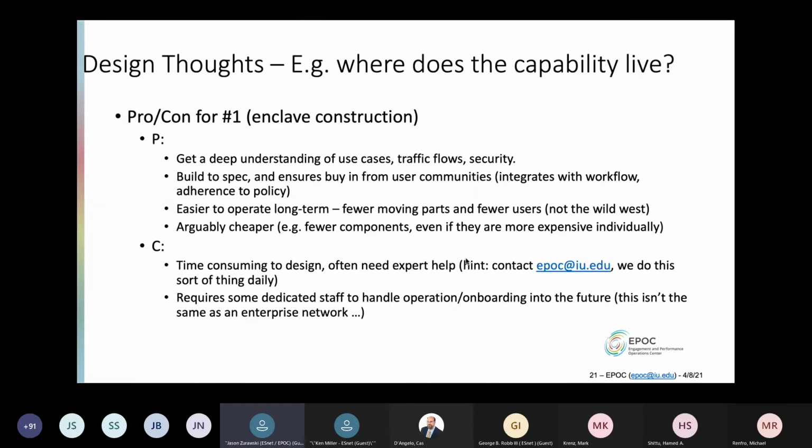In terms of cons, it is a little bit more time-consuming design because you need to go out there and ask all the people what they're trying to do, and you have to pull in some people, perhaps like us, to help you with this. And it does require some dedicated staff to handle the operation and the onboarding because it is a dedicated science enclave, right? If you want people to be able to use it, they need to have accounts and things like that and understand what the limitations are on the data and all this other stuff. It's not going to really be the same as an enterprise network.